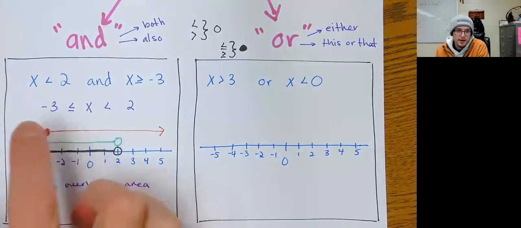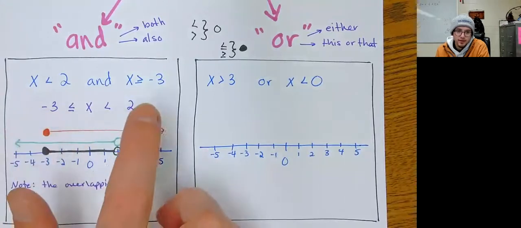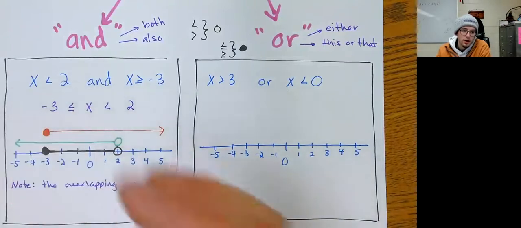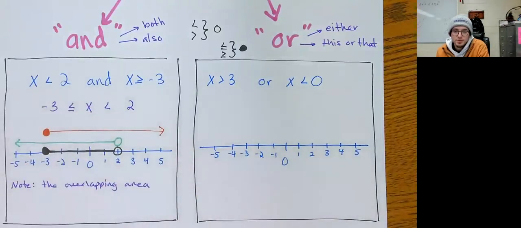And yeah, like I said, the more negative number on the left, the less negative number on the right, then no matter what, all of your inequality symbols should be pointing towards the left. If they're not, something's wrong. Shouldn't work. Okay, moving on. Let's go over to the or one.